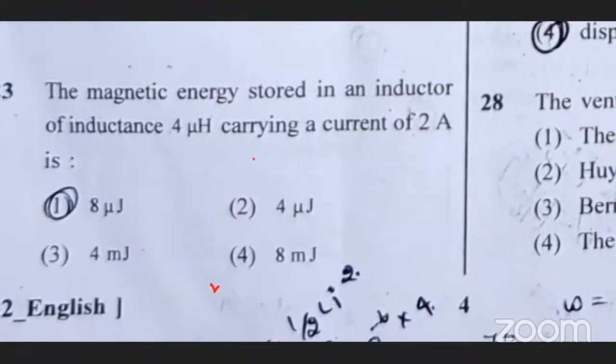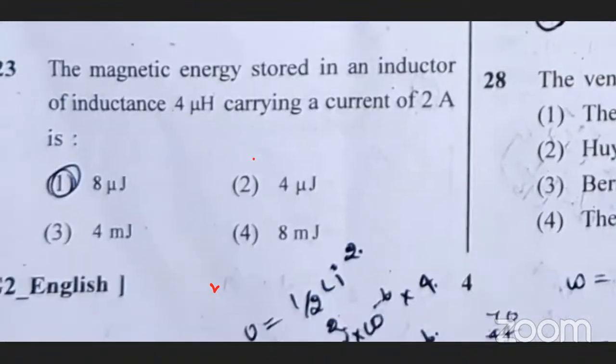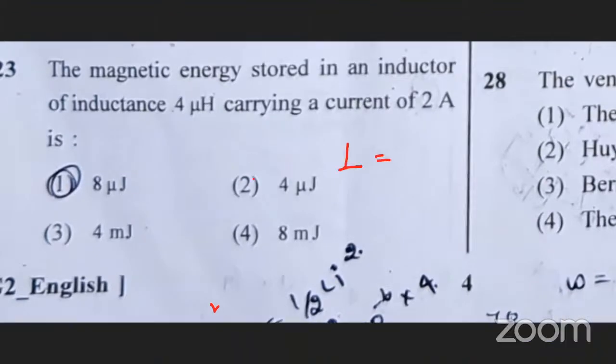Then we need to find the magnetic energy stored in the inductor. We know the formula for the inductor. The magnetic energy stored in the inductor L is equal to energy E is equal to half L i square. This is the magnetic energy stored in the inductor.